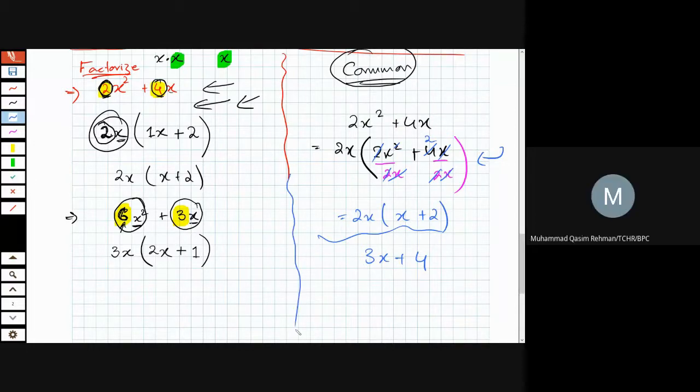No, sir. You cannot take 3 as common in order to factorize, which is totally different. My question is not to factorize. I'm not asking you to factorize it. I'm just asking you to take common, not for the factorization. If you look at the numbers, we can't take 3 as common.